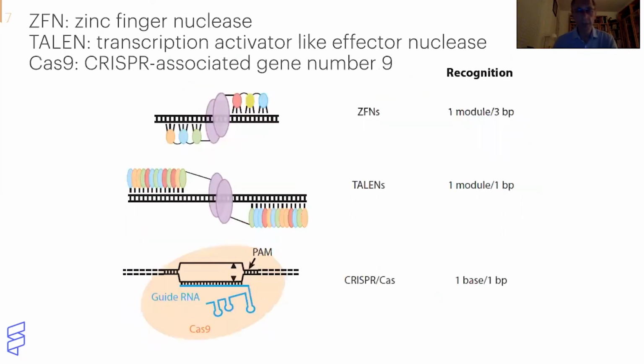What do you need to know about these nucleases? Well, pretty much only this. They recognize DNA via different principles. Zinc fingers and TAL effectors use proteins to recognize the target sequence. Cas9 is an RNA-guided nuclease.